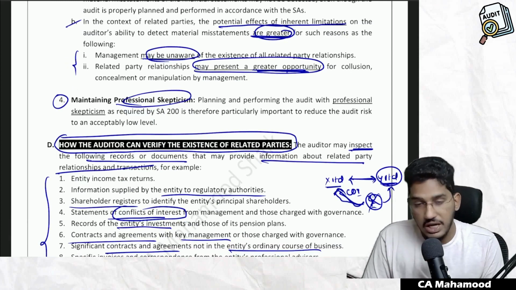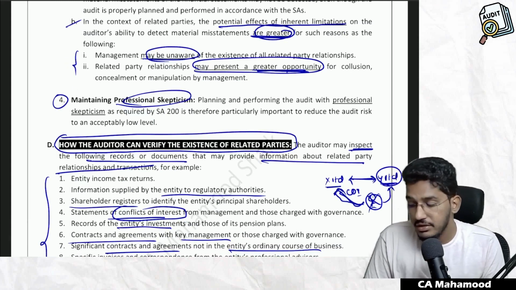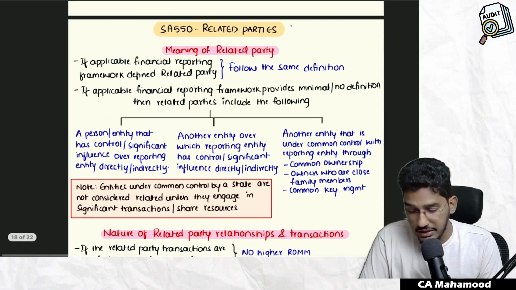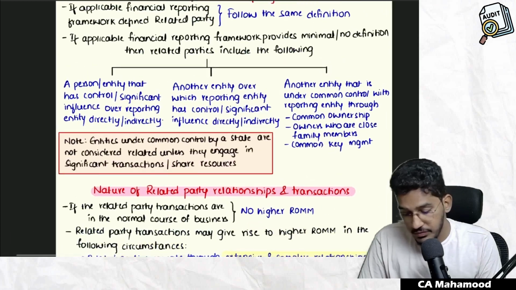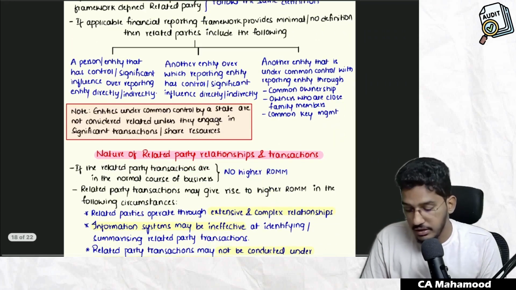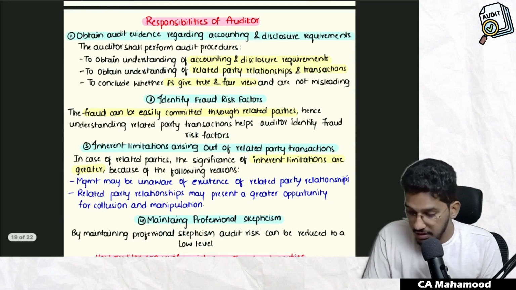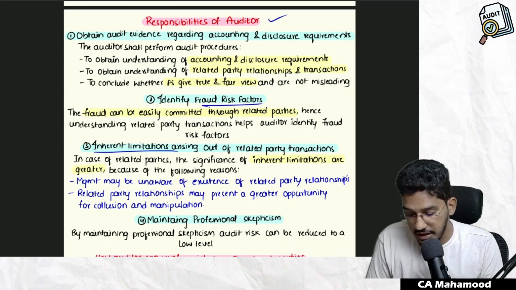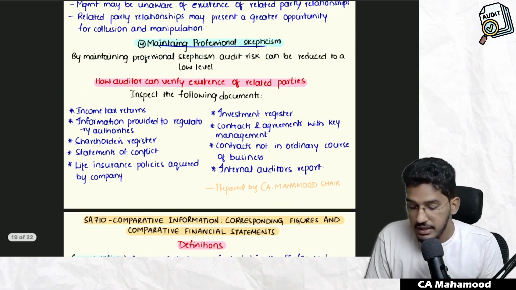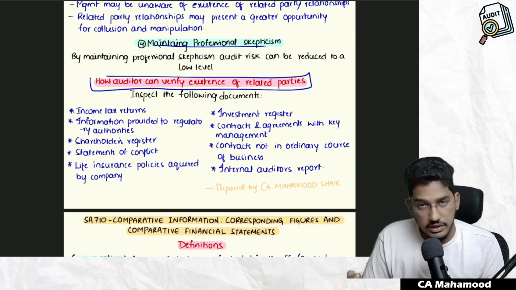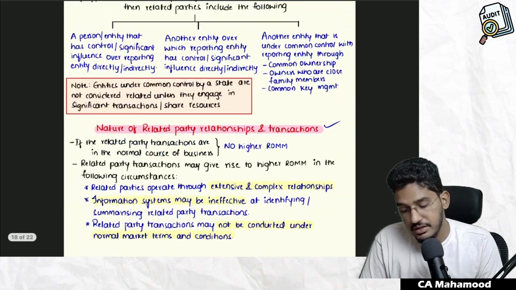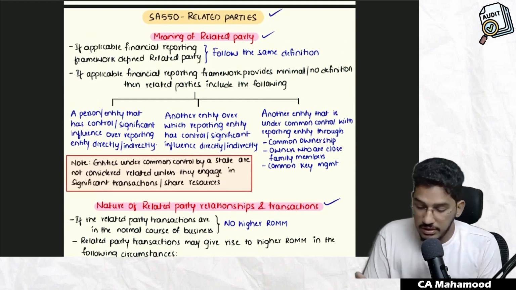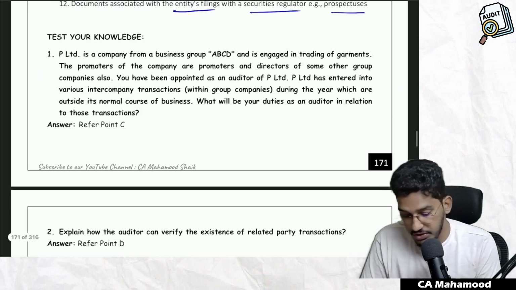And even if you see here in our chart book, in our colored charts, whatever we have prepared, the same thing is there. Even in the charts, this entire standard I tried to summarize. As you could see, what is the meaning of related party, what is the nature of related party, and what are the responsibilities of the auditor. I have given 4 headings: obtaining audit evidence, identifying fraud risk factors, inherent limitations, maintaining professional skepticism. Similarly, how the auditor can verify the existence of related parties. So the entire standard I have tried to summarize in the form of simple colorful charts. You can use it. Understood? Clear and comfortable? Now let us have a look at a few questions, how the questions will be tested.